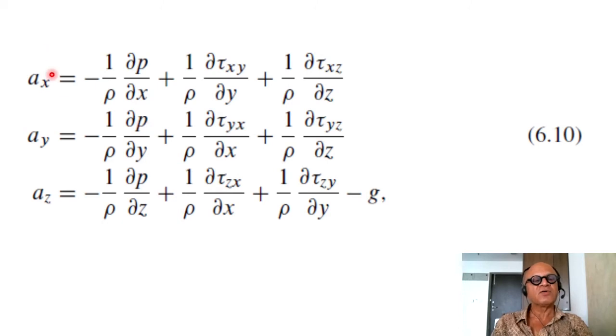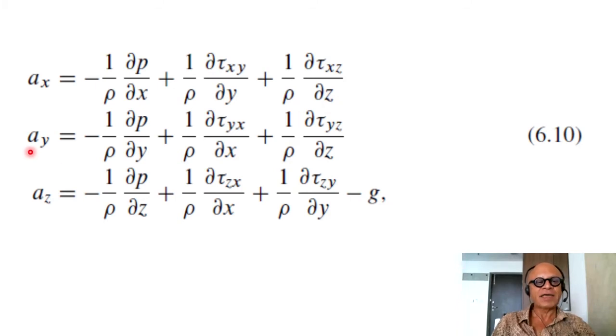With that, now we can write the acceleration in the x direction as minus 1 over rho dp dx, plus 1 over rho del tau xy over del y, plus 1 over rho del tau xz over del z. So what is the shear in the x direction? What is the shear in the z direction?